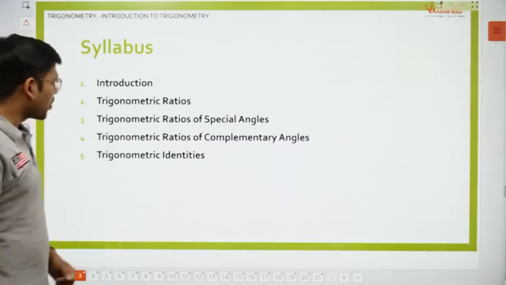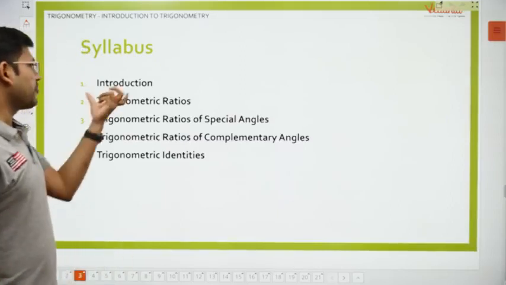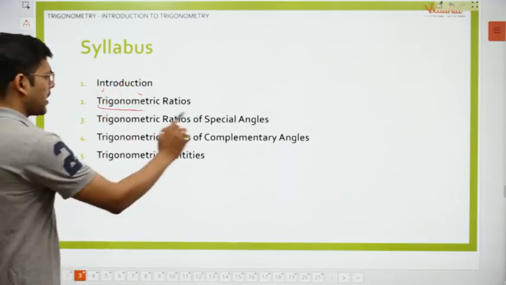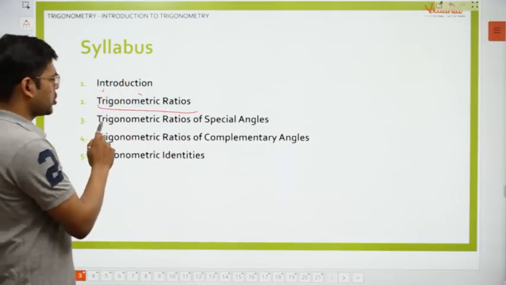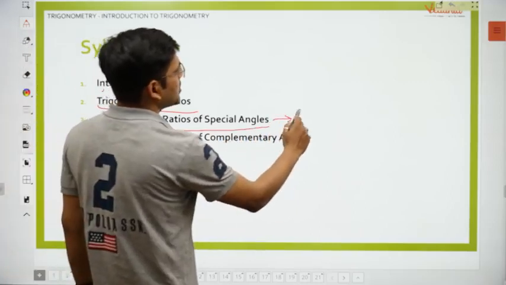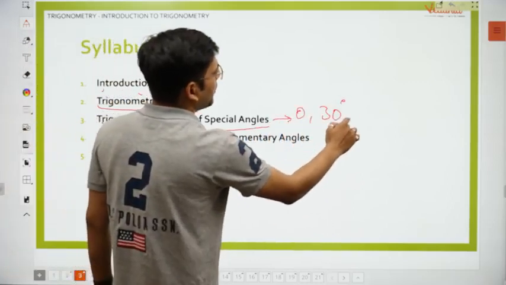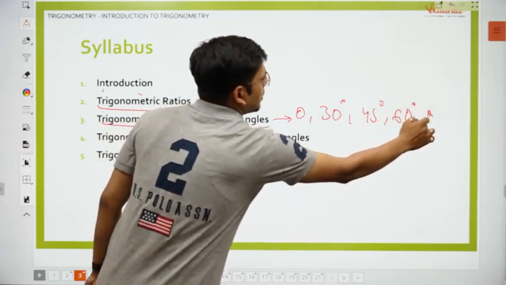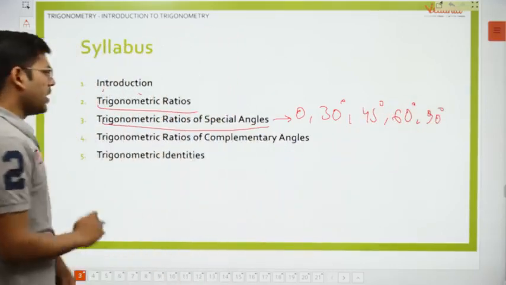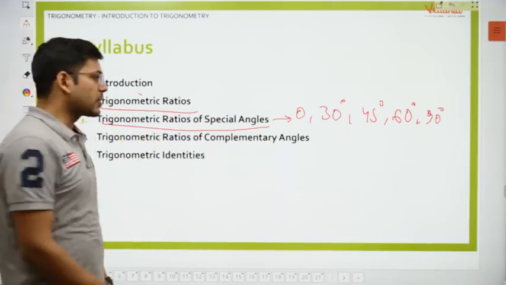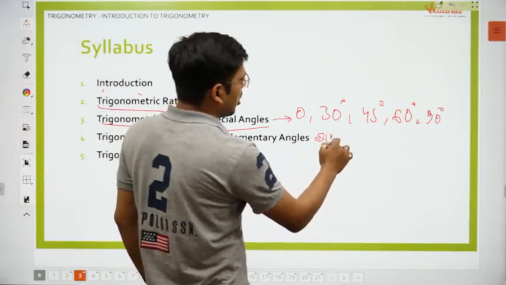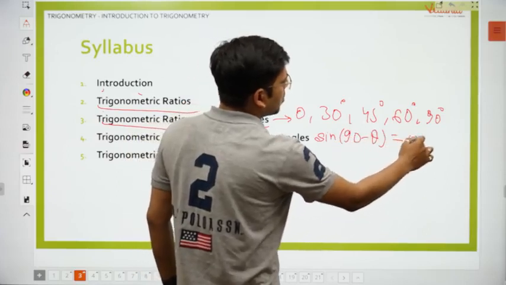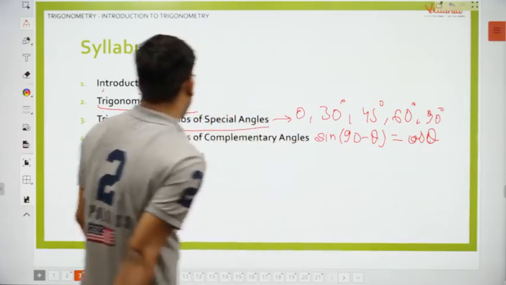Now in this class, the syllabus we will be covering is: first we will take an introduction, thereafter trigonometric ratios, thereafter trigonometric ratios of special angles. Special angles means 0 degree, 30 degree, 45 degree, 60 degree and 90 degree. Now trigonometric ratios of complementary angles. Complementary angles means sine of 90 minus theta is equal to cos theta, and similar other formulas.